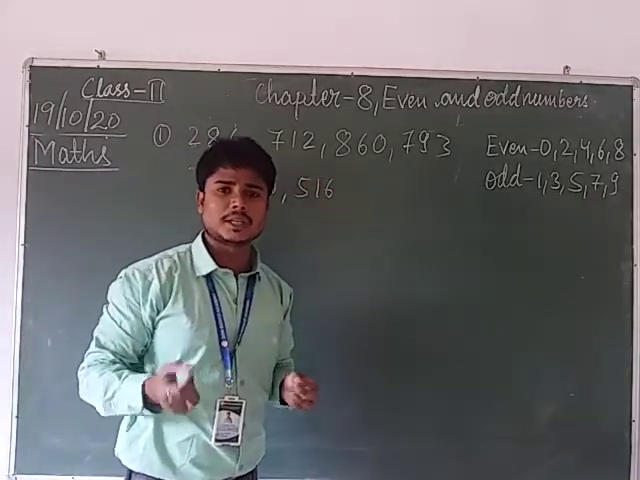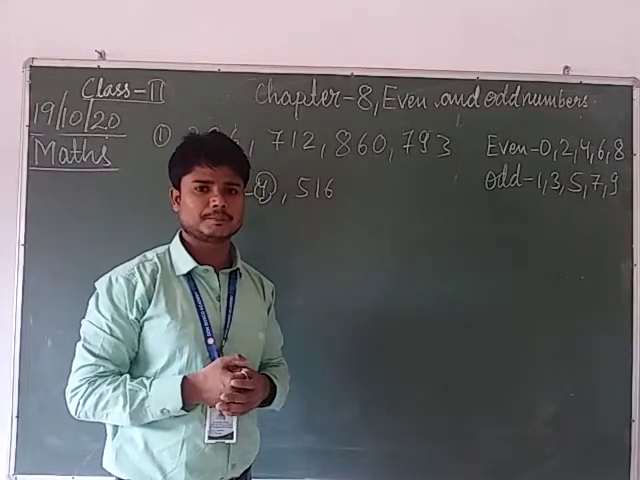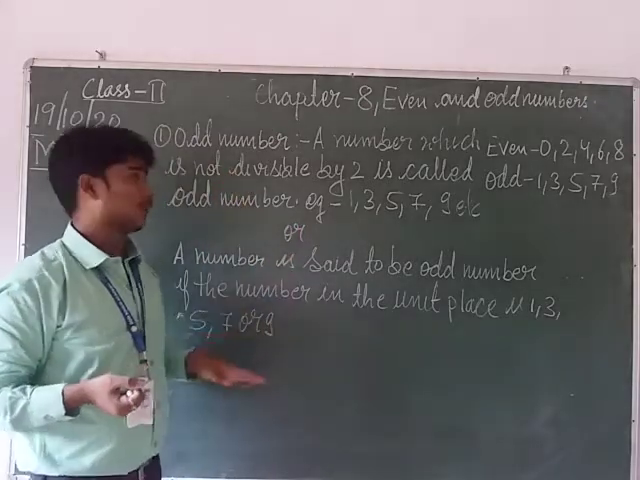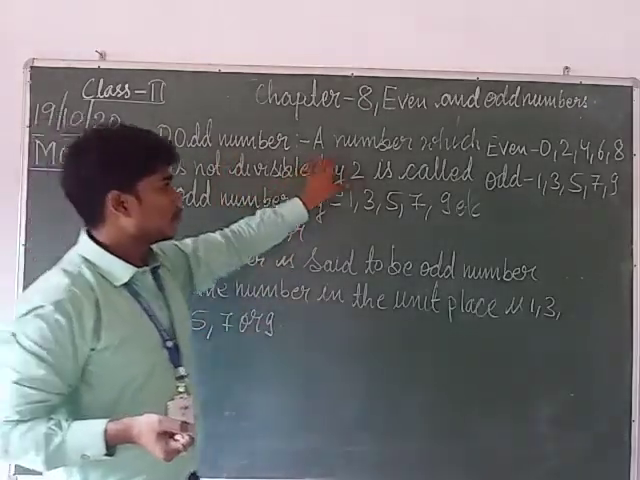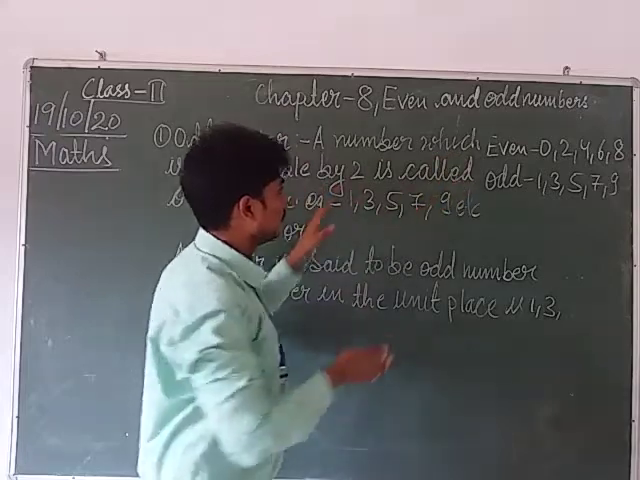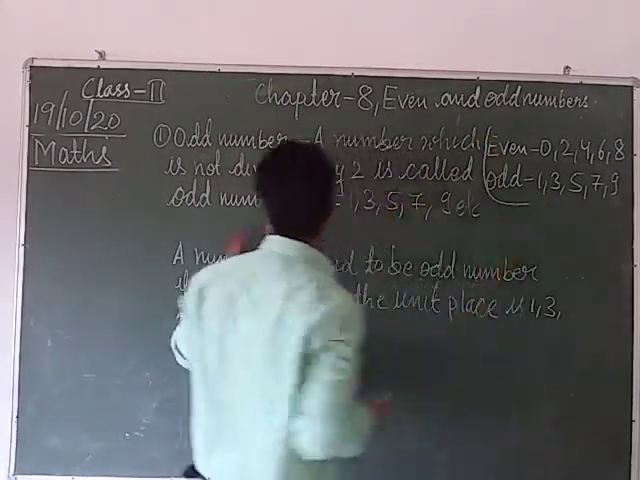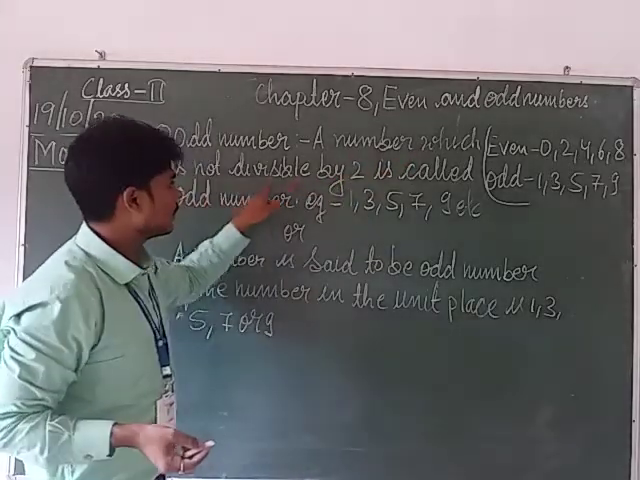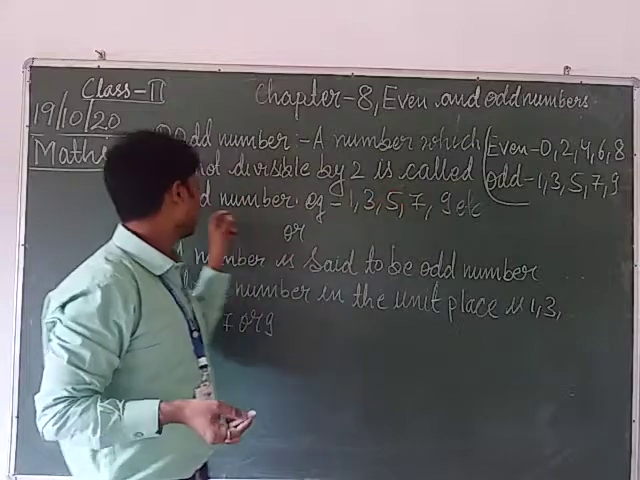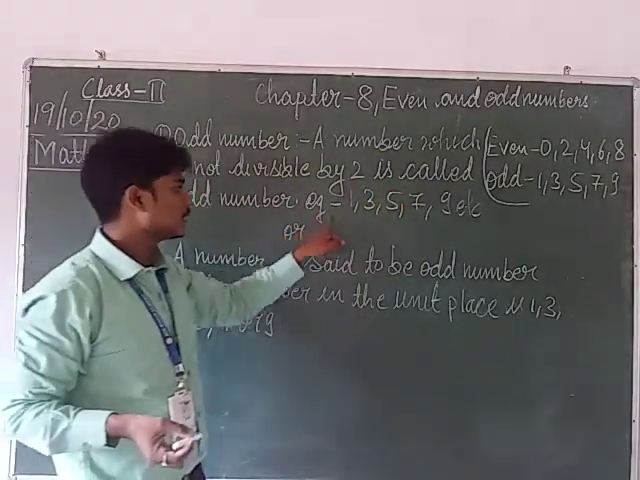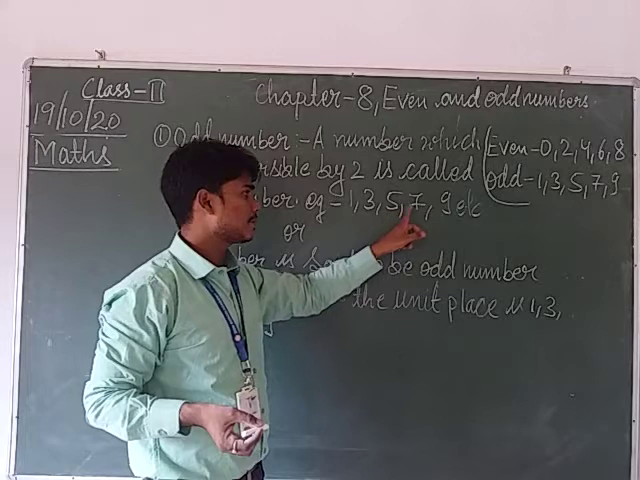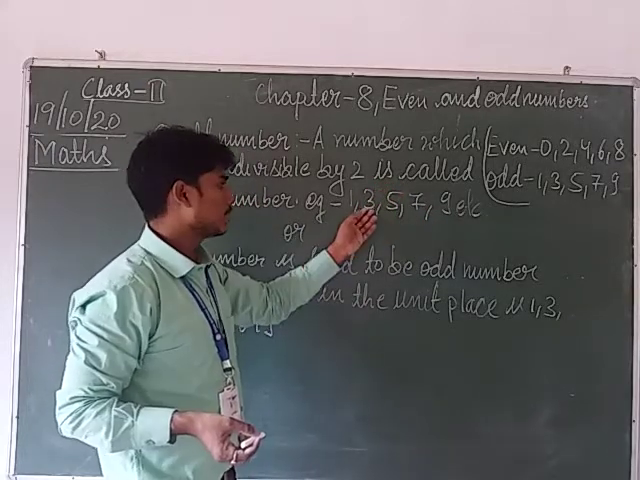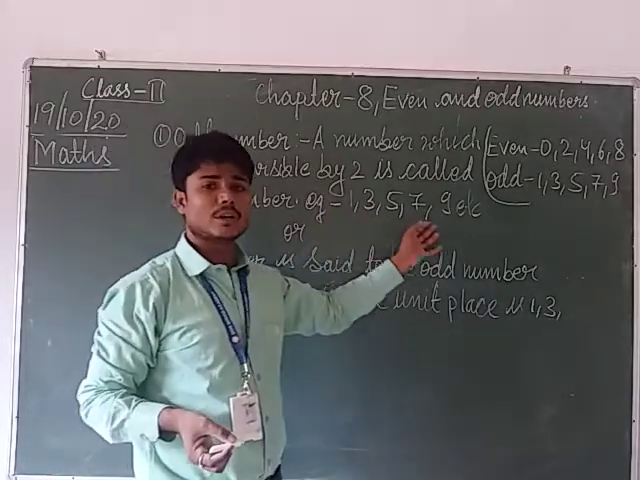Now I am going to explain the definition of odd number. Okay, now children, we will learn the definition of odd number. What is an odd number? A number which is not divisible by 2. A number which is not divisible by 2 is called an odd number. Examples are 1, 3, 5, 7, 9. These numbers are not divisible by 2. That is why these numbers are called odd numbers.